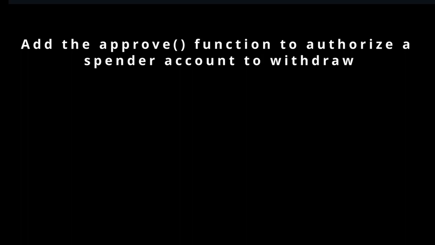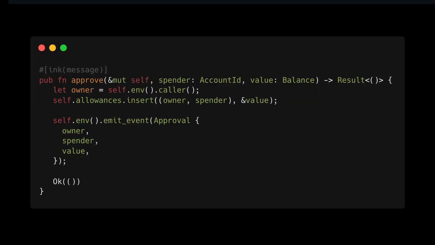Then we want to add the approve function to authorize a spender account to withdraw. The approve function allows the owner, the caller of the function, to approve the spender to withdraw tokens on their behalf up to a specified value. That's usually specified in the function's parameters. We can see here the function. Let's go through it. So the line with the let owner, where it's saving the caller, retrieves the address of the caller, or the identity, the entity initiating the transaction, and stores it in a variable named owner. Then we have the self allowances insert, which updates the allowances mapping with a new allowance. And at the end, the OK, which is a variant to indicate success.